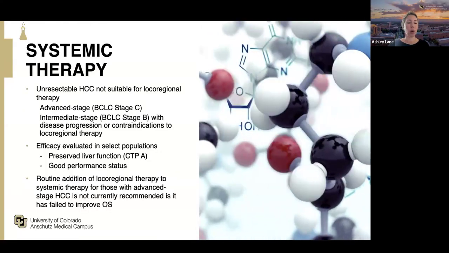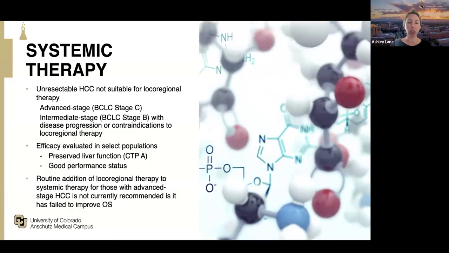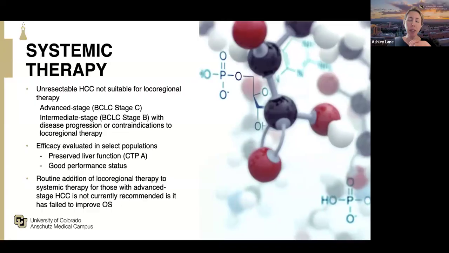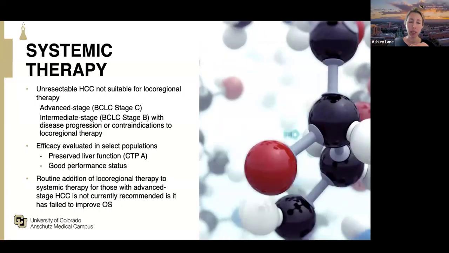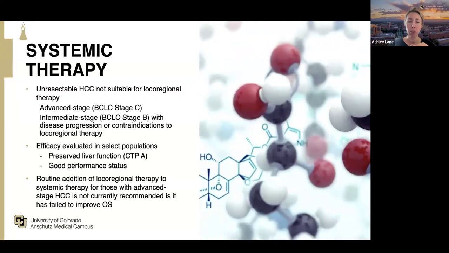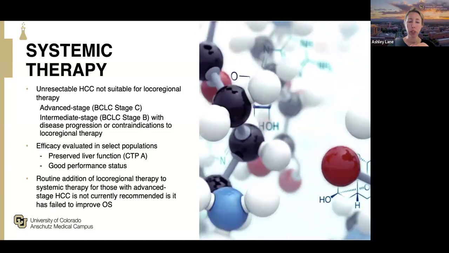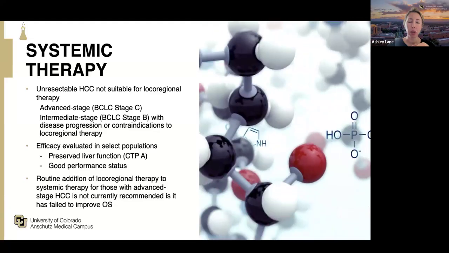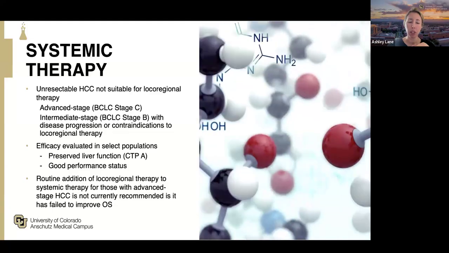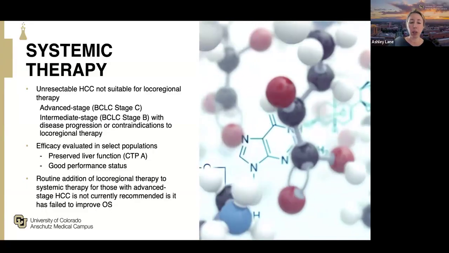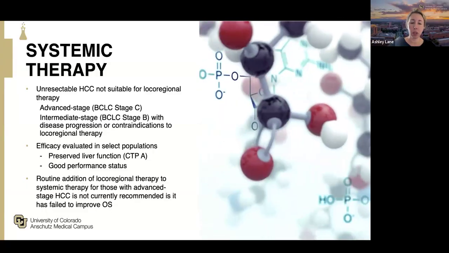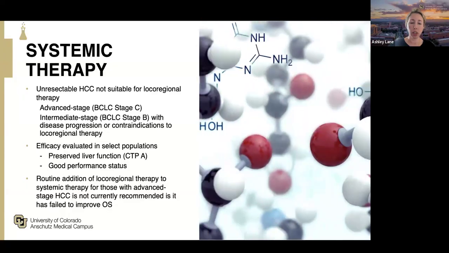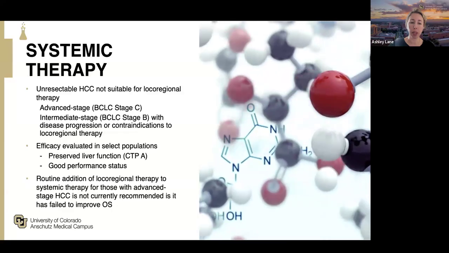All right, so systemic therapies, let's transition to those. Systemic therapies are for those with unresectable HCC who are unable to pursue liver-directed therapies or surgical resection, as I said. So those are more advanced stage patients, so the stage C patients. We sometimes think about doing it in those intermediate stage patients, so stage B, if they have disease progression or contraindications for local regional therapy.